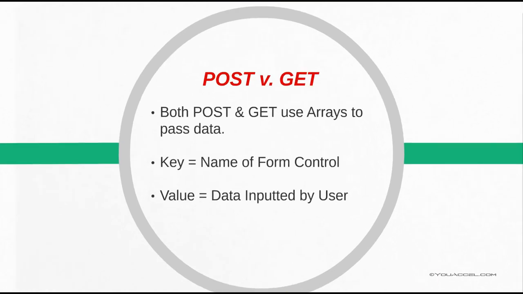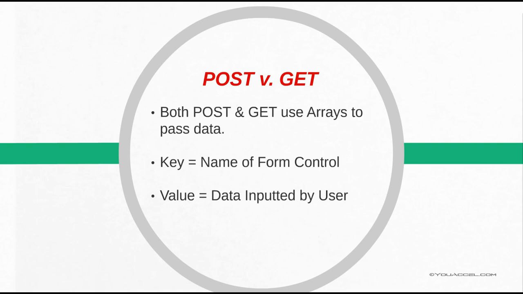We'll be exploring two ways to transmit data to our PHP script from our HTML form: the get method and the post method. In both methods, the data is transmitted in an array that is automatically generated. The array holds the key and value pairs. The keys are the name of the form controls, and the value is the data inputted by the user. We'll come back to this when we start creating our form.